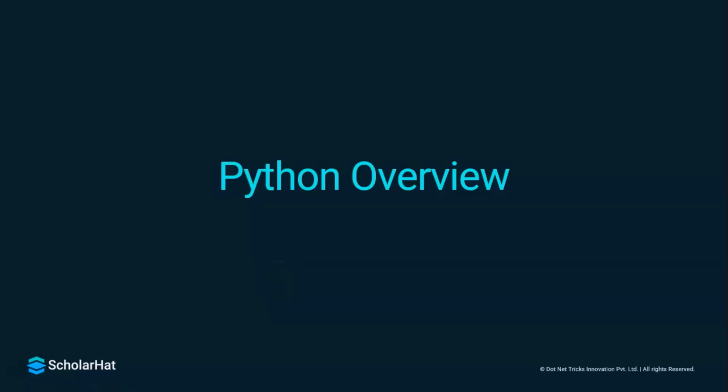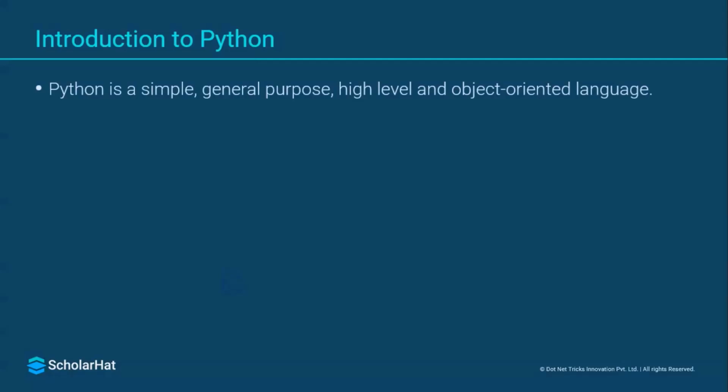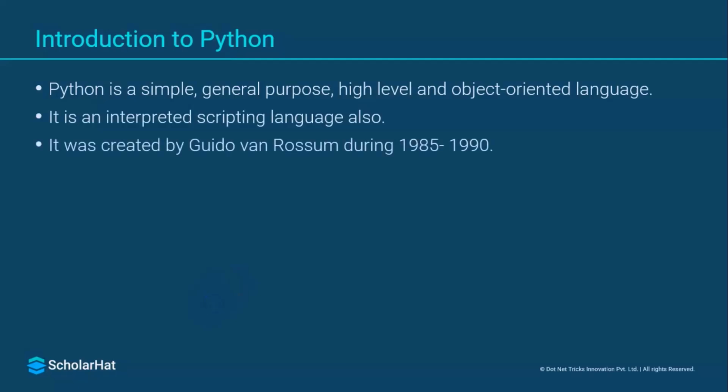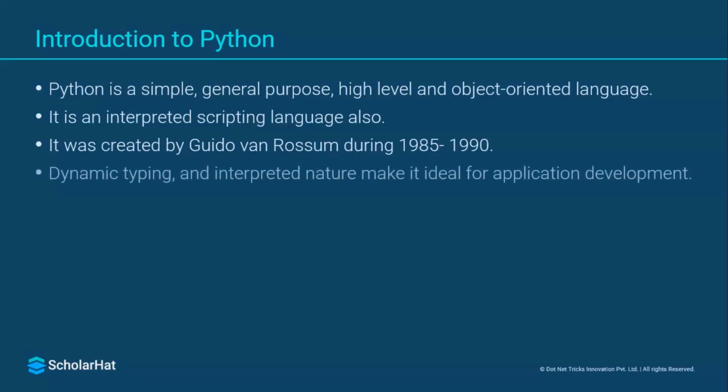Hi there, today in this session we will discuss Python. Python is a simple, general purpose, high level and object oriented language known for its simplicity and readability. It is an interpreted scripting language created by Guido van Rossum during 1985 to 1990. It is widely used in various fields like web development, data analysis, artificial intelligence, machine learning, automation, and more.